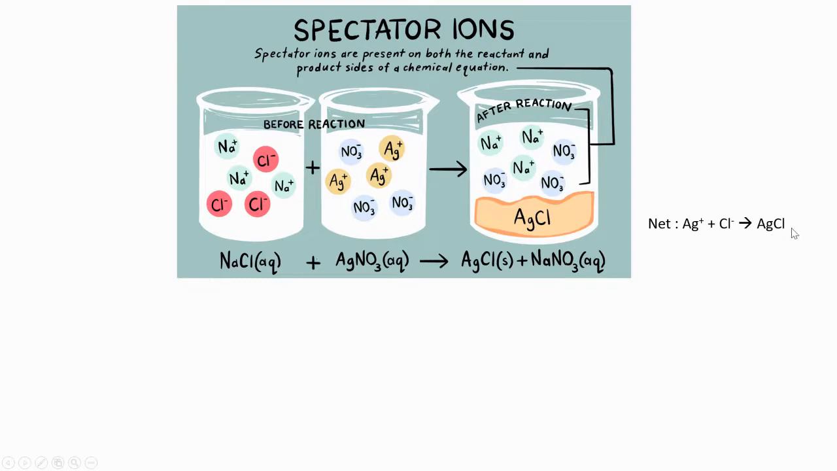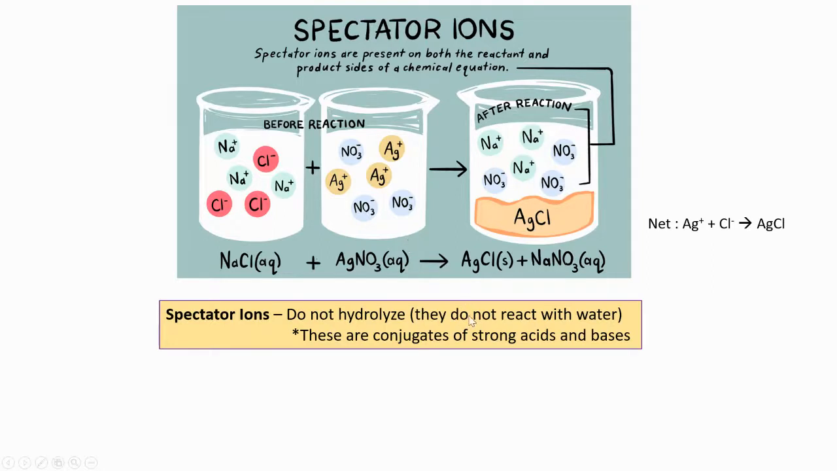In chapter 3, we talked about net ionic equations. The net for this would be Ag plus and Cl minus goes to AgCl, right? This is the reaction that we care about: aqueous ions producing a solid precipitate. These are the ones that are reacting. The spectator ions are just floating around, not doing anything. So again, they do not hydrolyze. They're the conjugates of the strong acids and bases.